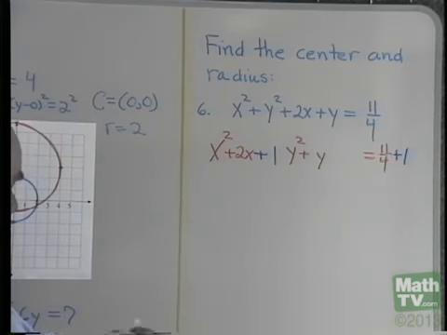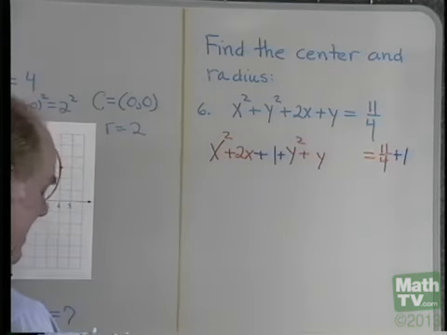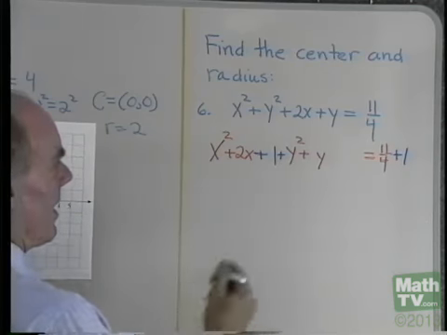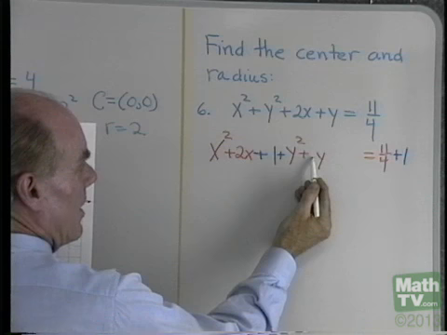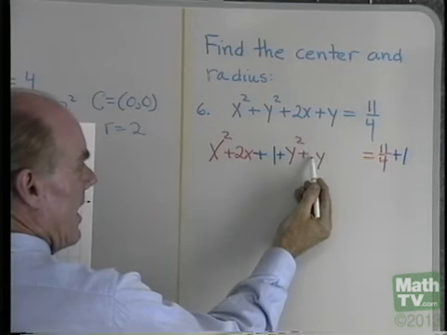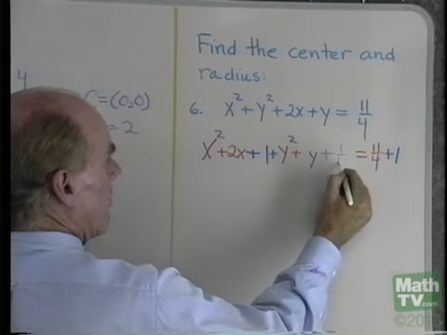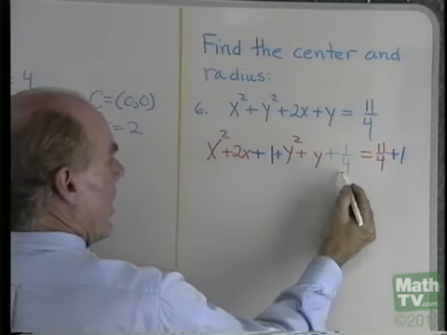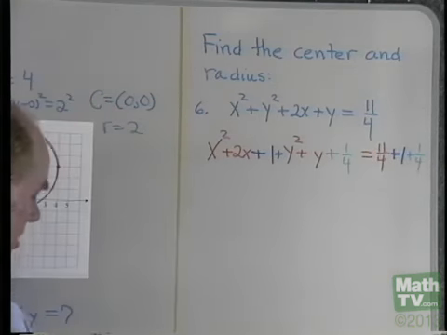Now I need to also complete the square on y. Whoops, this is a plus sign right here, sorry. And now I want to complete the square on y. I notice I have 1y squared plus the coefficient of y is 1, half of which is 1/2, the square of which is 1/4. So I'm going to add on 1/4 here to complete the square on y, and so I need to add 1/4 to the other side also.